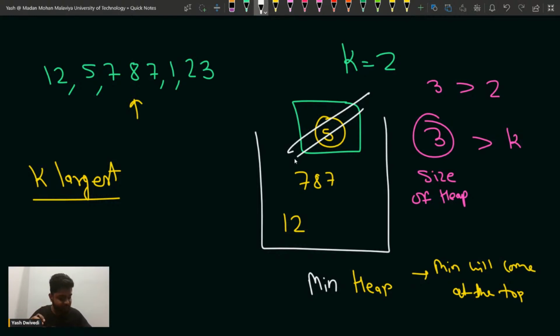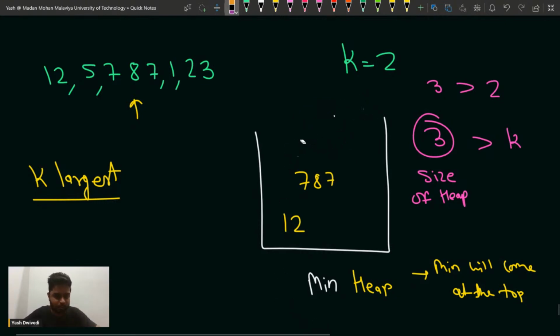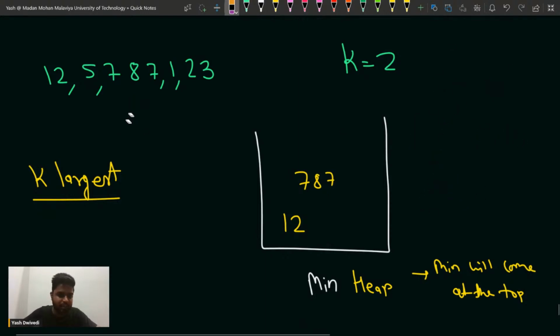So that is why we have declared the opposite. When we want to find the largest, we declare a min heap, so that whenever we are removing, the minimum elements are getting removed and larger elements are still there inside the heap. Okay, so 5 gets removed out of the heap. Now after that, size is 2, so that is fine. After that, we move to the next element, so we move to 1.